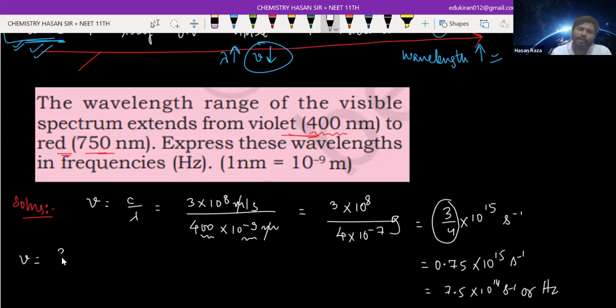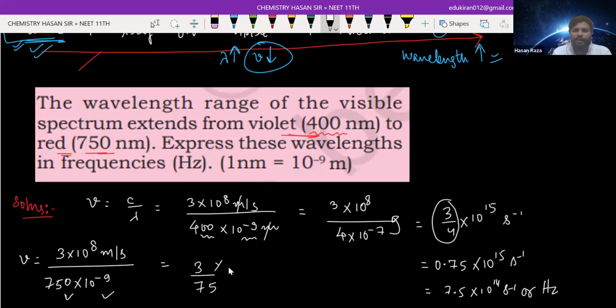Nu is equal to c by lambda. C is the speed of light, that is 3 into 10 raised to the power 8 meter per second, upon the wavelength, 750 nanometer. That means 10 raised to the power minus 9. You are going to multiply it. Again, the zeros will be cancelled with this. So what we will have is 3 upon 75, and here it is 10 raised to the power 8, and here it becomes 10 raised to the power minus 8.